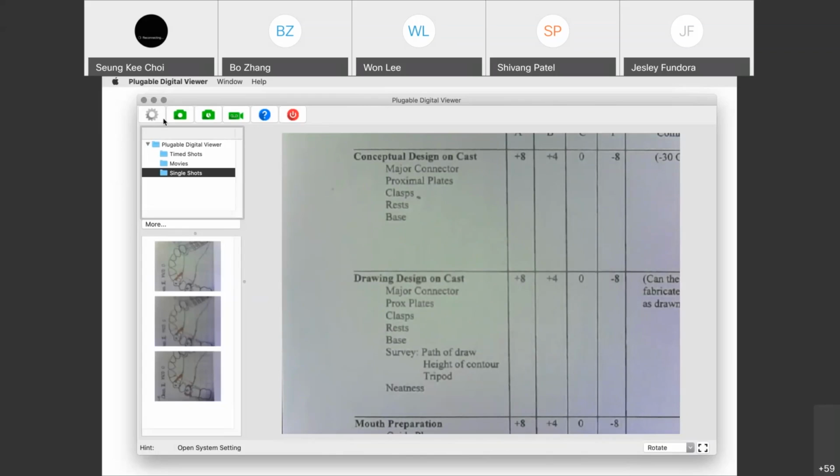Neatness only goes to drawing, obviously. So everything else is about the same. Major connector, you picked full palatal plate on a patient with a torus. That's a conceptual mistake. But if you drew it well, I'm not going to take points off there. Otherwise, you drew a major connector that is full palatal plate, but in your writing, you said AP strap because you read it correctly that the patient has a torus. You just get points off on a drawing.